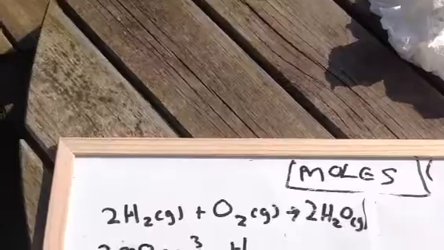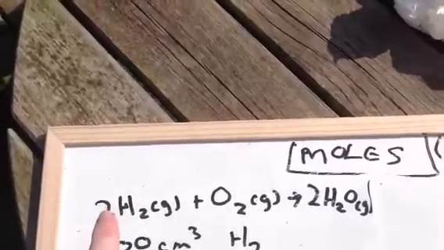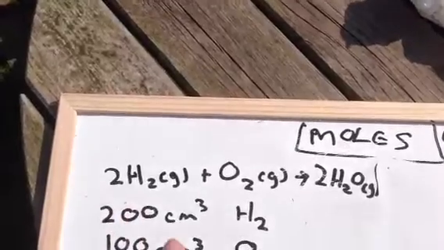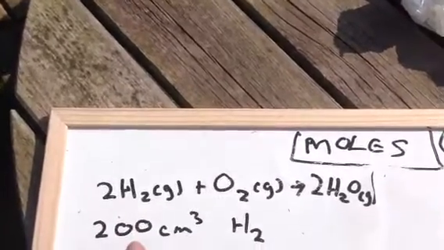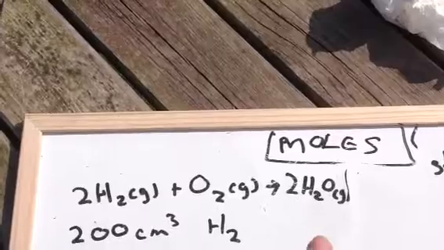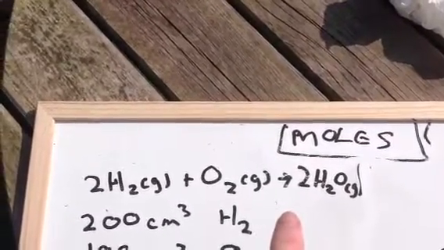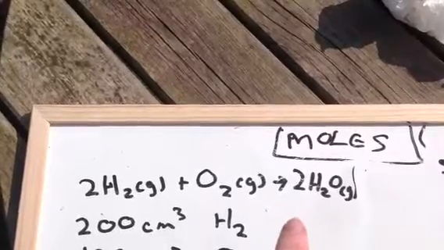So to make it simpler, if I had a ratio of 2 to 2, I had a ratio of 1 to 1. Well, if I start off with a volume of 200 centimetres cubed, therefore, I would expect to end up with the same volume. Okay, that's the easier way of doing it. But remember, that's only going to work for n equals V over 24.